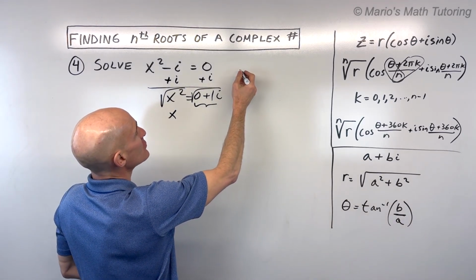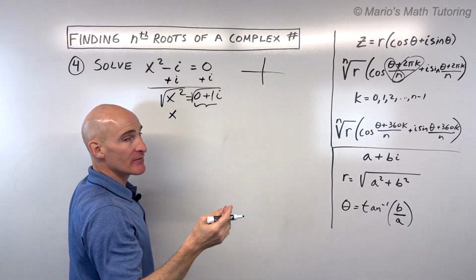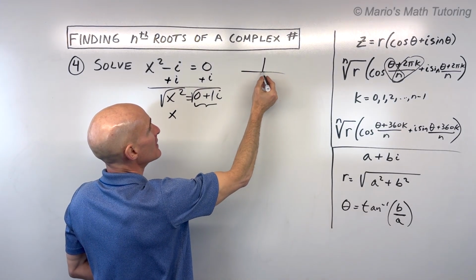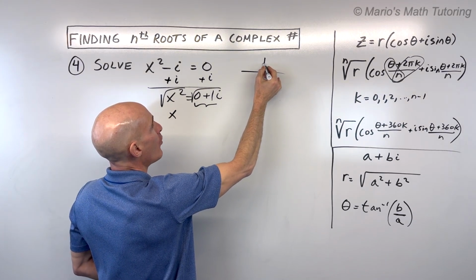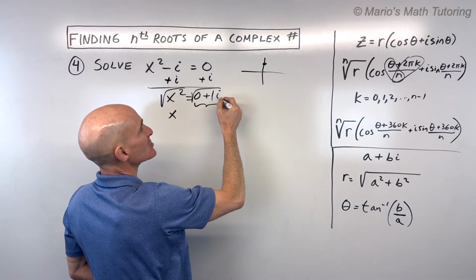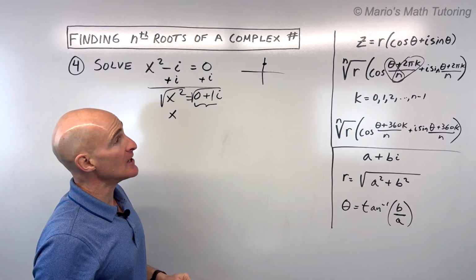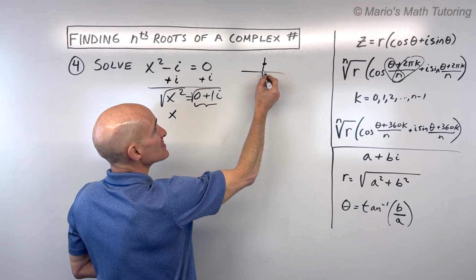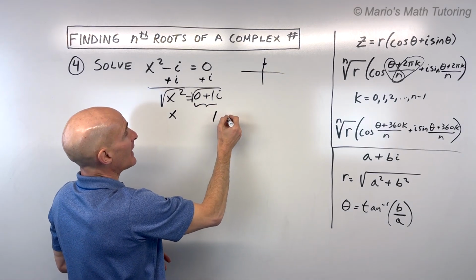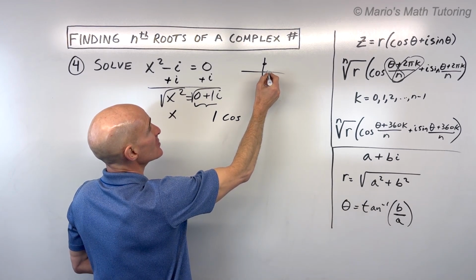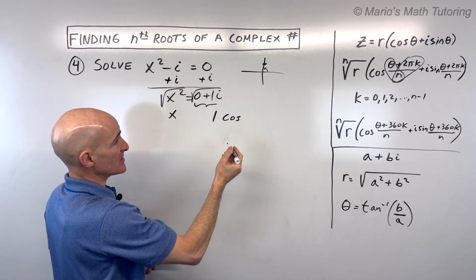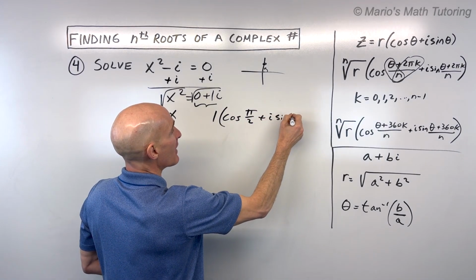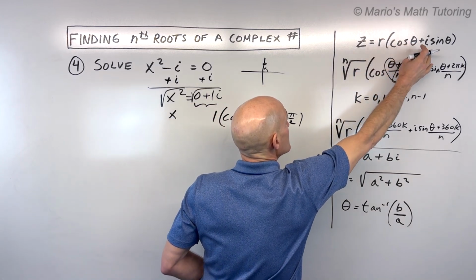So what is 0 plus 1i? Well, I like to graph it just to visualize. This is the real direction. This is the imaginary direction. So I'm going 0 in the real direction here, up 1 in the imaginary direction. So that's the location of our point in the complex plane. So this makes it very easy to find the r value. This r value is just going to be 1. That's the distance from the origin. And the angle you can see is just going to be pi over 2, or 90 degrees. So let's just do this one in radians, cosine pi over 2 plus i sine pi over 2. So that's our r value and that's our angle.